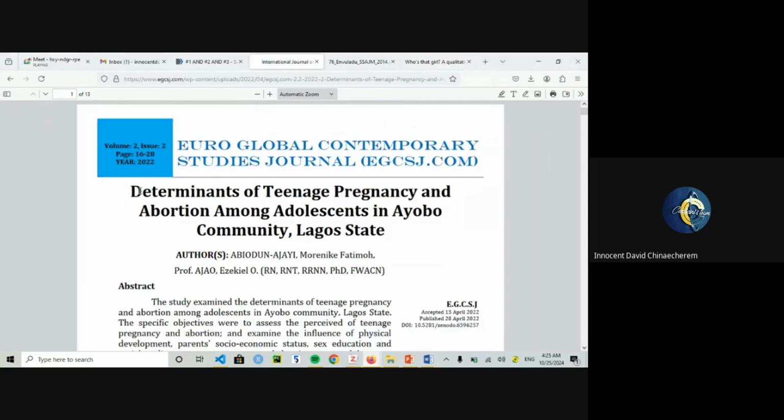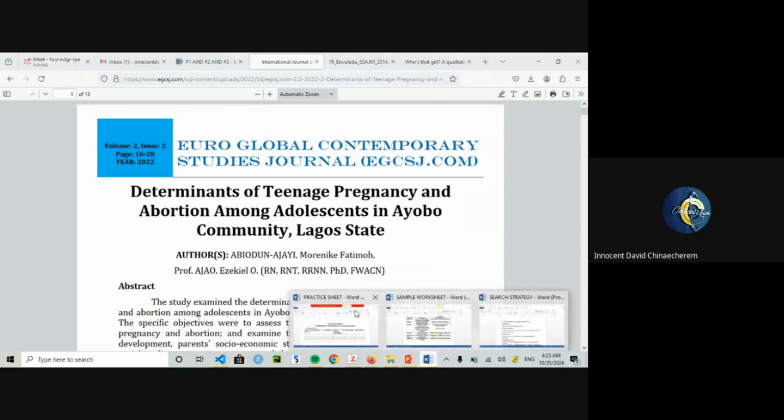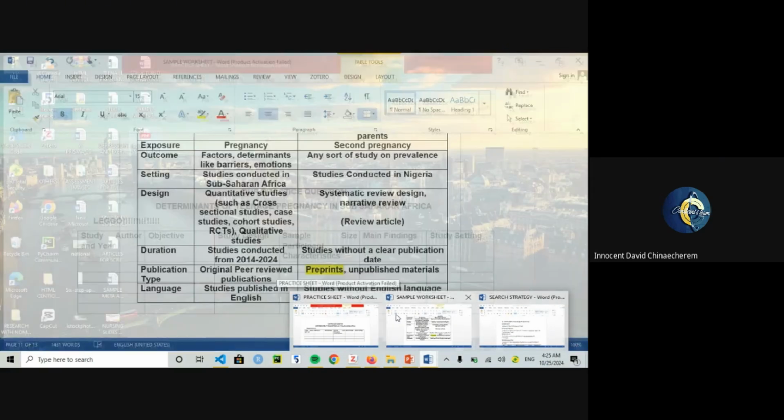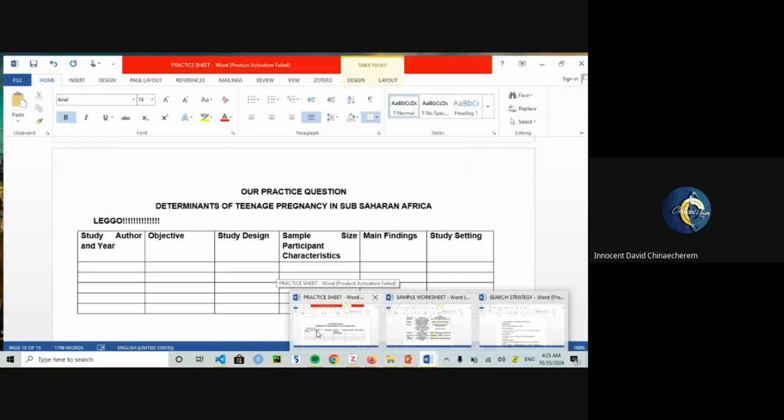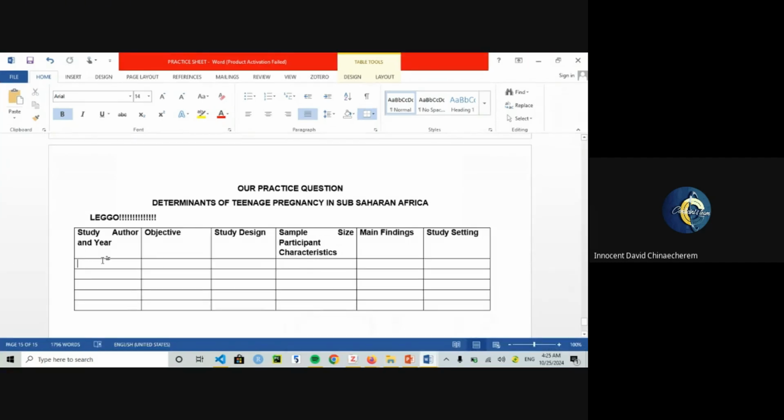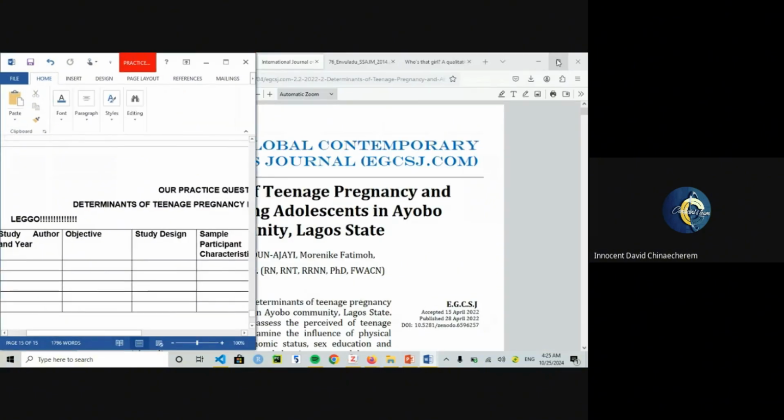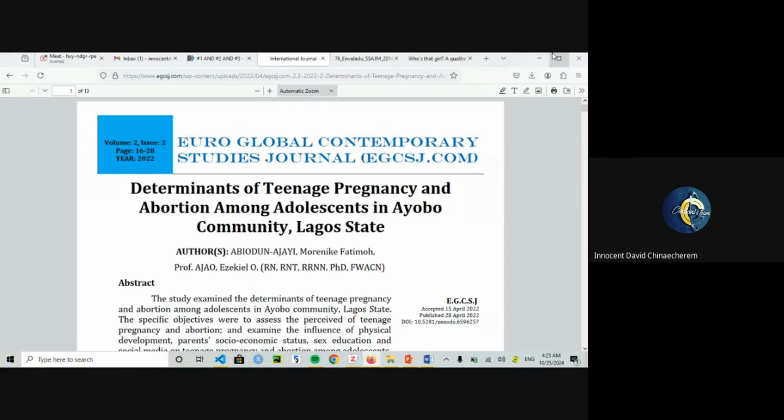And the first thing we're going to do in extracting our related data is to put the study author on this. So we pick up the first study. So I'm going to split my screen so we can see this. So let me do that.